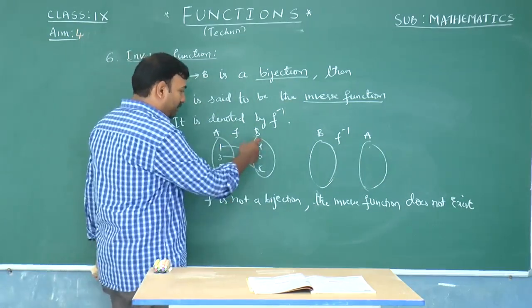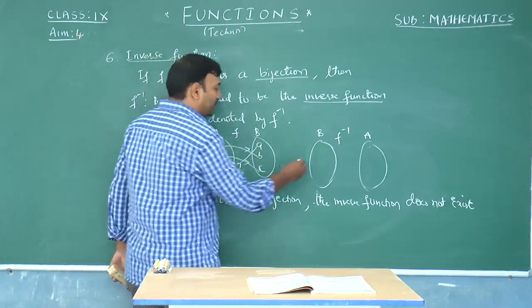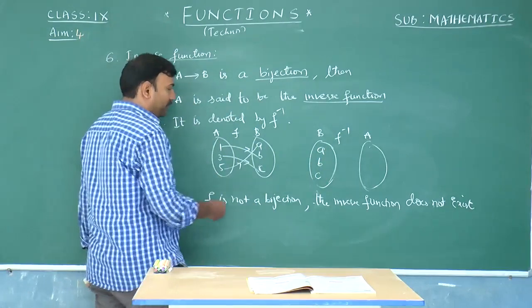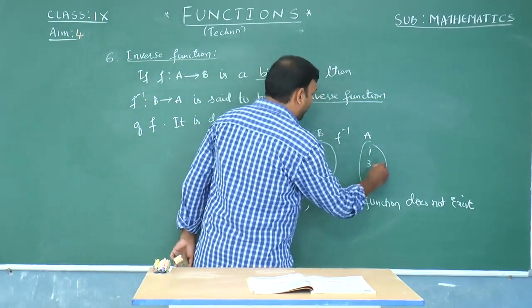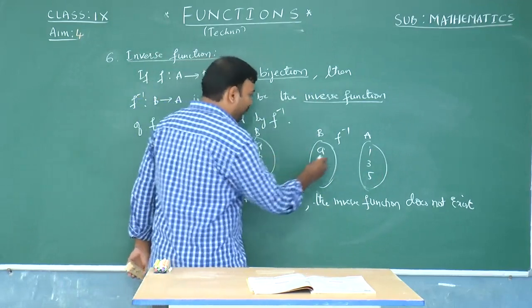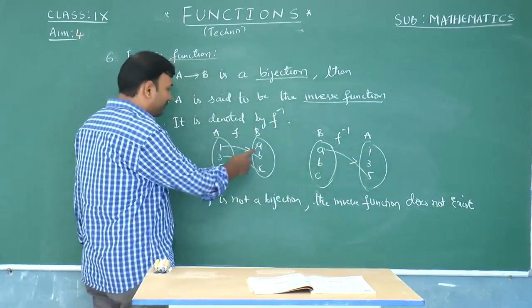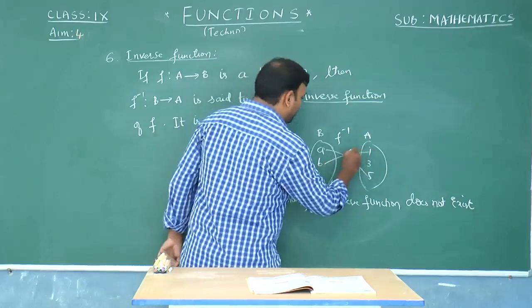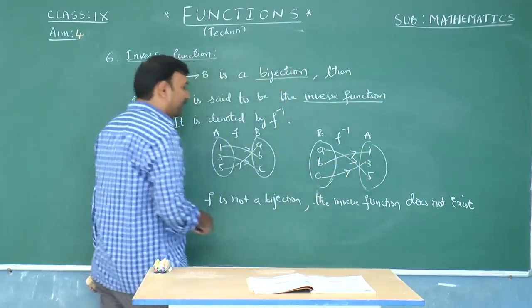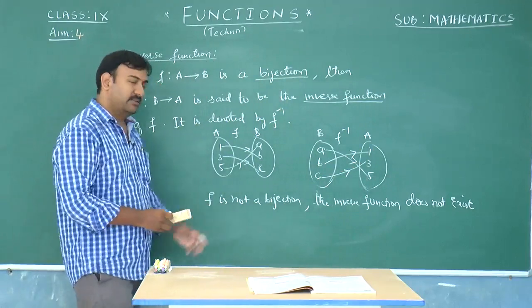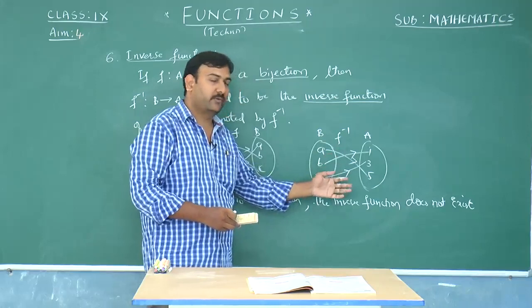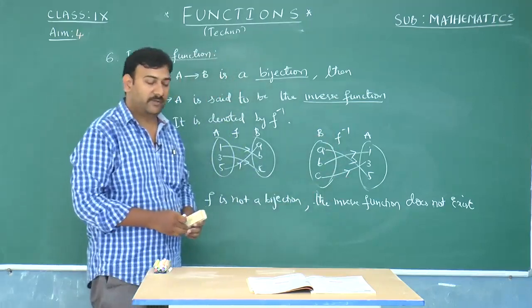In this case, the range of f becomes the domain of f inverse and the domain of f becomes the range of f inverse. So here the images are going to be: A's image is 5, B's image is 1 and C's image is 3. Observe carefully, as f was a bijection, the inverse of the function again became a function, therefore this is now called an inverse function.